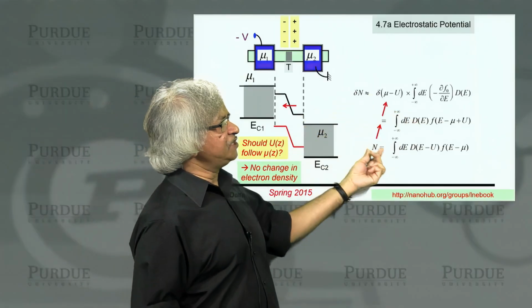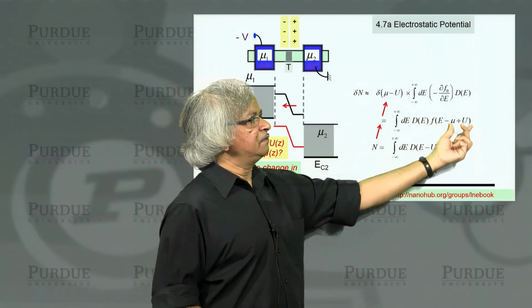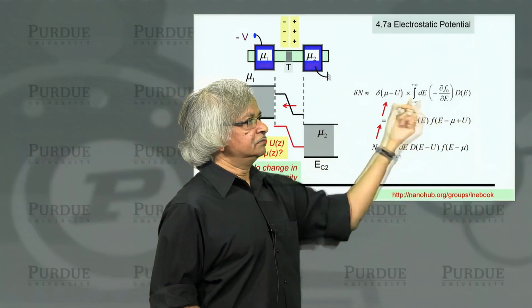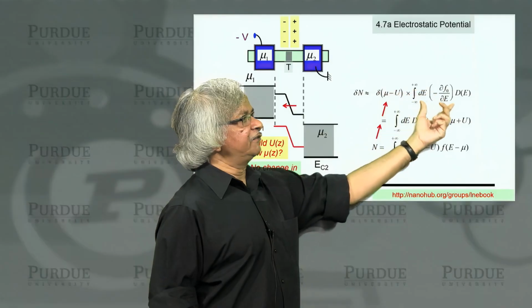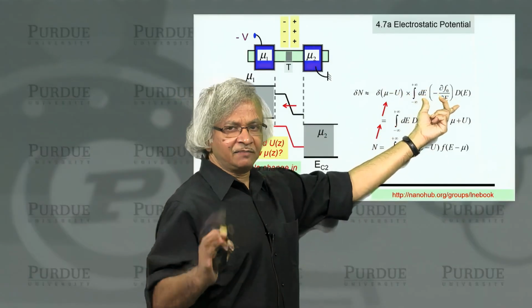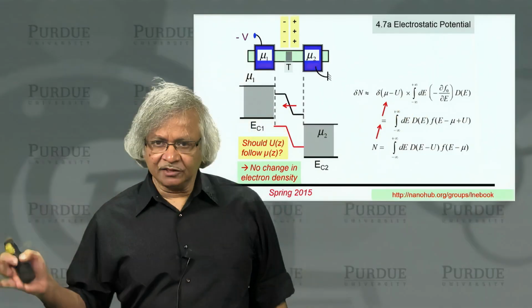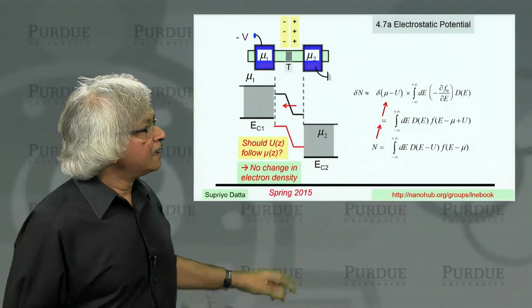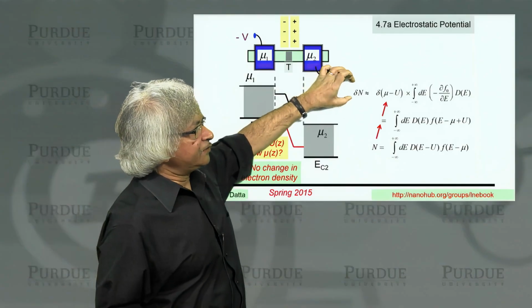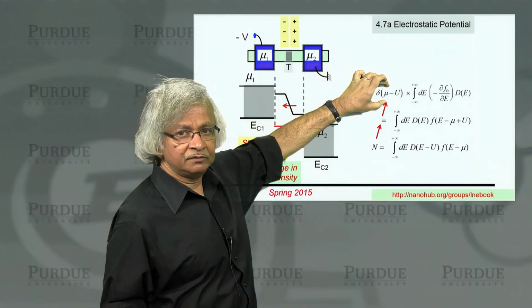Now you could then do this Taylor series expansion that we always do, namely look at the change in n, that's delta n, due to a change in mu minus U. And these changes are then related by this integral. This is exactly the same Taylor series expansion we have been doing ever since unit 1. But the point is that it relates the change in n with the change in mu minus U.